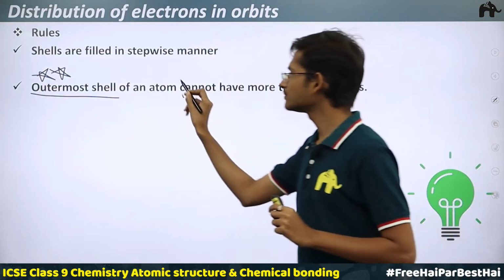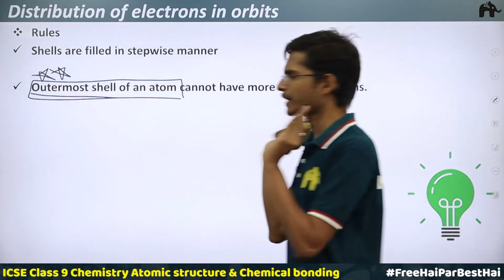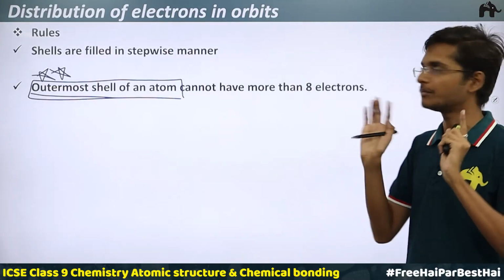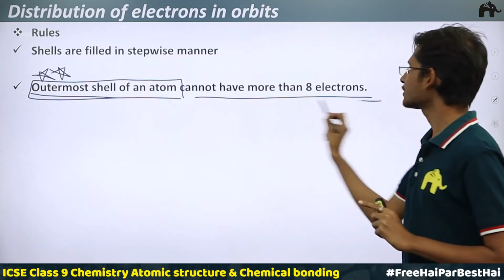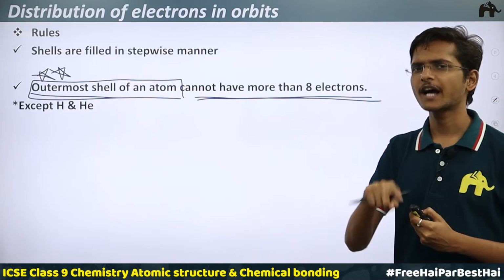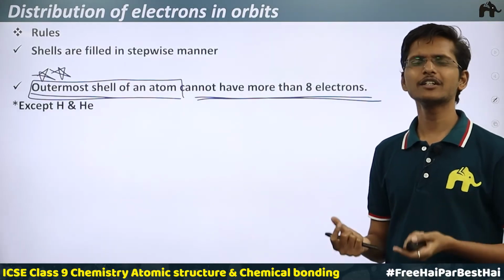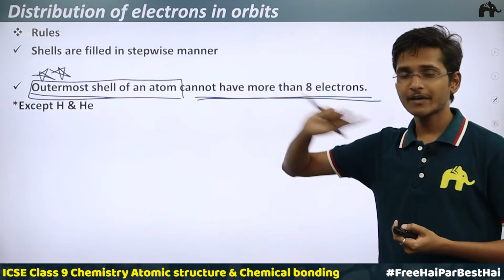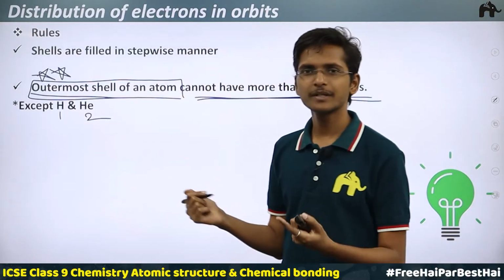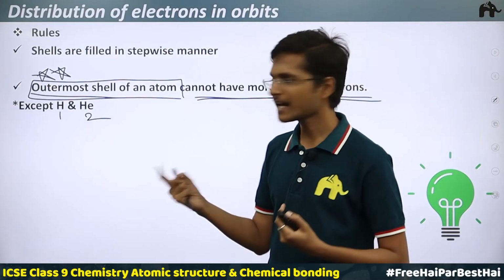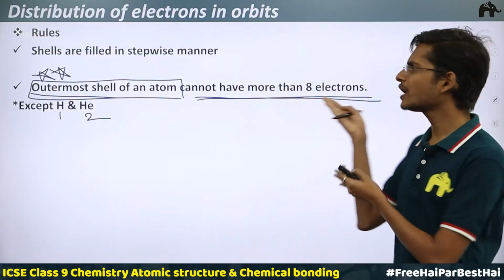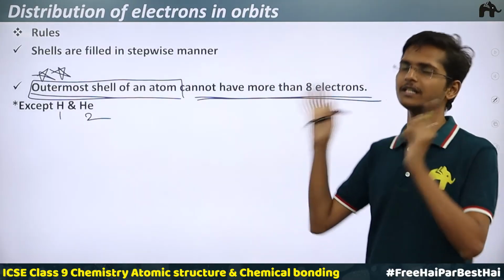The outermost shell of an atom cannot have more than 8 electrons. Put it in your brains very clearly. Here there are some exceptions, which are hydrogen and helium. Now why is this so? Think about it logically. These 2 elements have atomic numbers 1 and 2 respectively. This means they have simply 1 and 2 electrons in their neutral atom. So if they have only 1 and 2 electrons, how would their outermost shell have more than 8 electrons? There is no possibility, right?